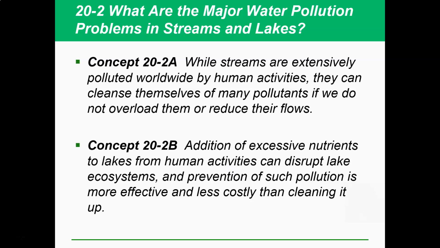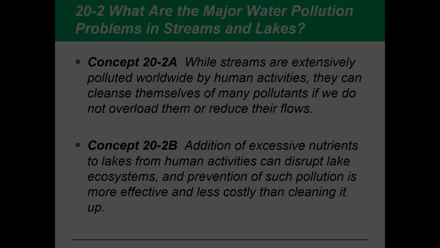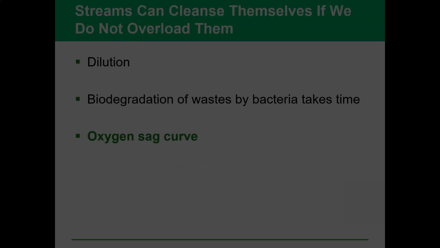All right? So what are the next, this isn't the next section, this is just the next section in the book, so this is still under our first key question. What are the major water pollution problems in streams and lakes? So we're going to look at those real quick. So here's where we're going to be looking at nutrients and pollutants and how they affect the water.